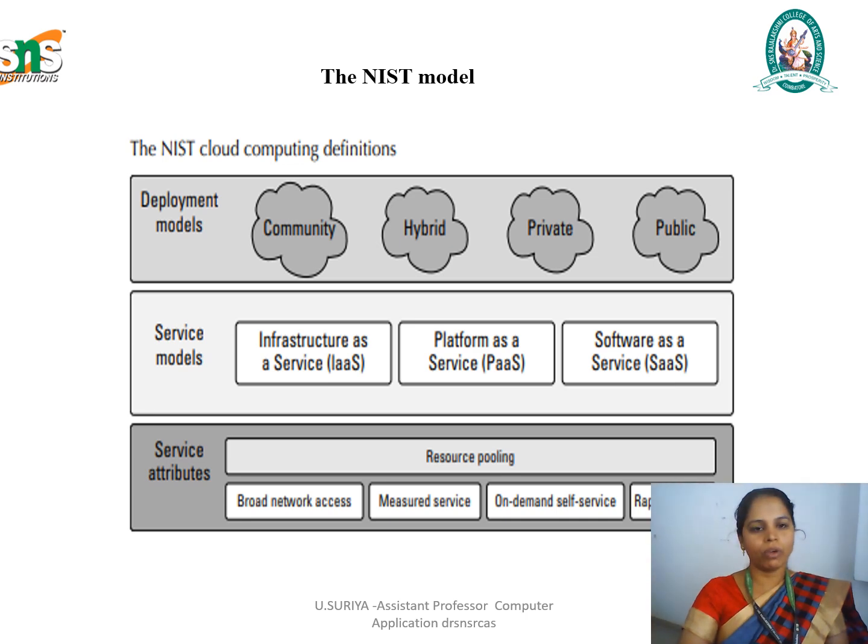First we have the deployment models: community, hybrid, private, and public. So these are the deployment models. And what are the services we have? Infrastructure as a service, platform as a service, and software as a service. And what are the attributes we have in service? Resource pooling, broad network access, measured service, and on-demand self-service.